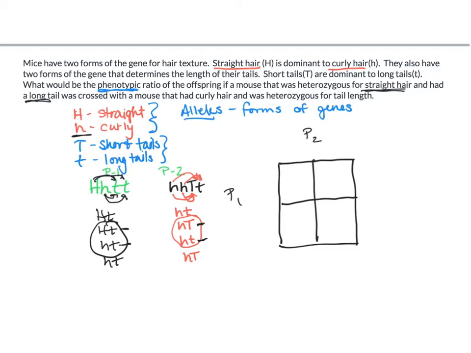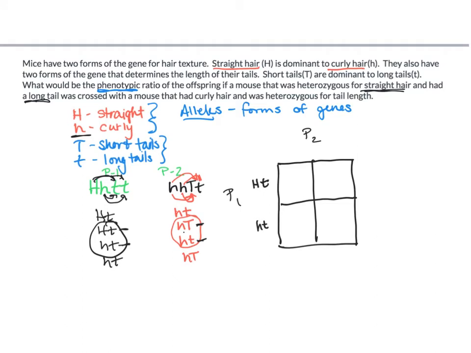So let's write our allele combinations here. Big H, little t, and little h, little t. And then parent 2 is little h, big T, little h, big T, and little h, little t. Okay? Now we're just going to cross these. And we're going to write all of those letters in the box. And we're going to put the h's together and t's together so we can see what our phenotypes are going to be.